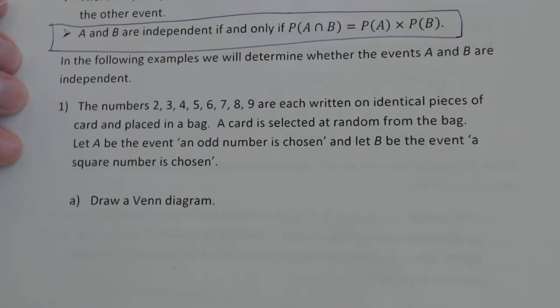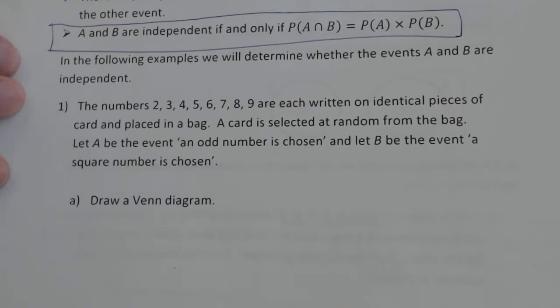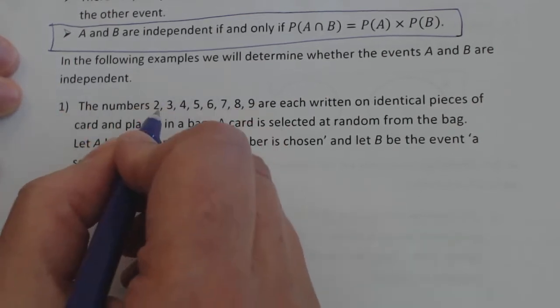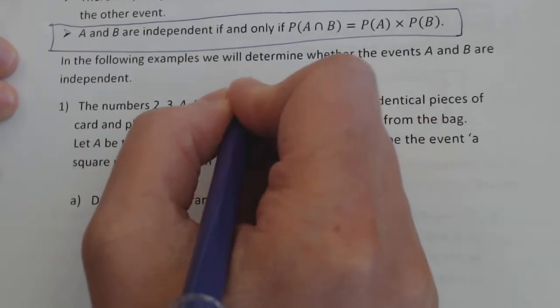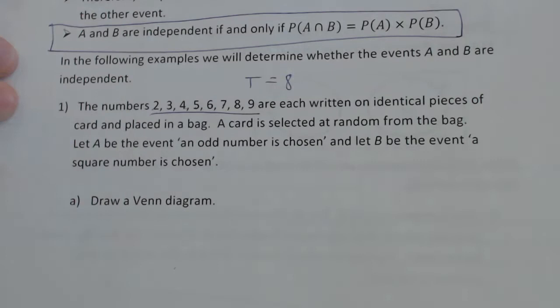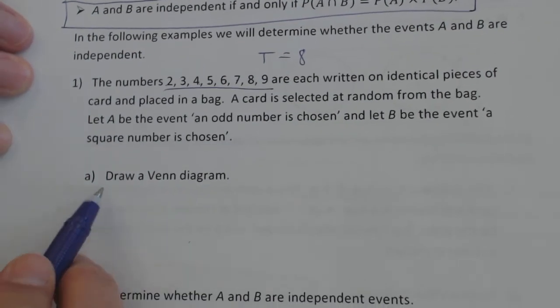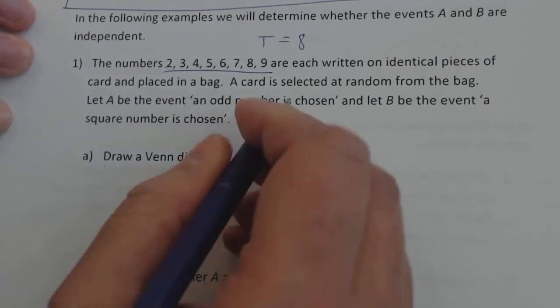Let A be the event an odd number is chosen, and B be the event a square number is chosen. So first, let's just get the total number. There's 1, 2, 3, 4, 5, 6, 7, 8. So our total in our sample is 8. Let's get our A and B written as well because we do have to make a Venn diagram.